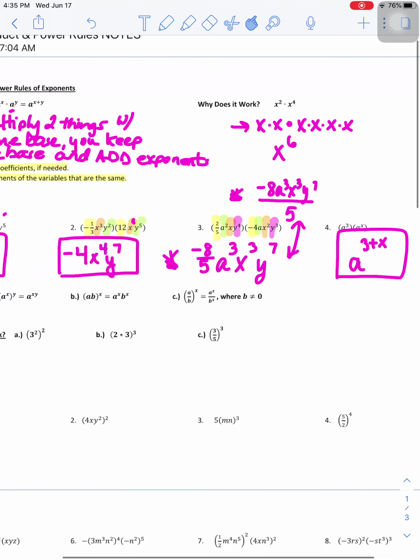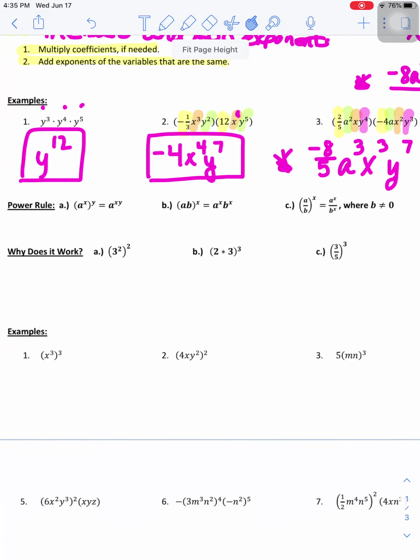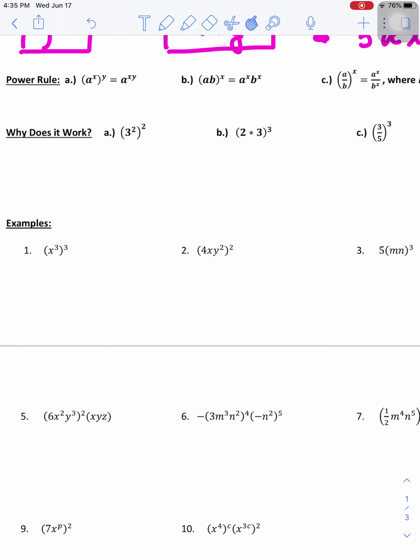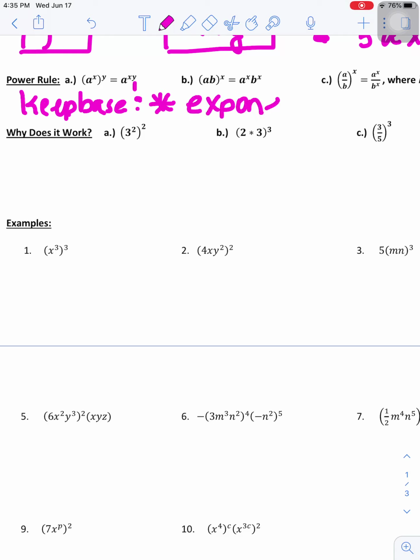All right, the next rule we are going to dive into is the power rule. The power rule happens in one of 3 cases. It's basically when you have a quantity and you're taking it to another power. So in case A, we have a to the x power and you're raising it to the y power. In that case, if you notice, you're keeping the base and you're multiplying the exponents together. So you keep the base and you multiply the exponents.